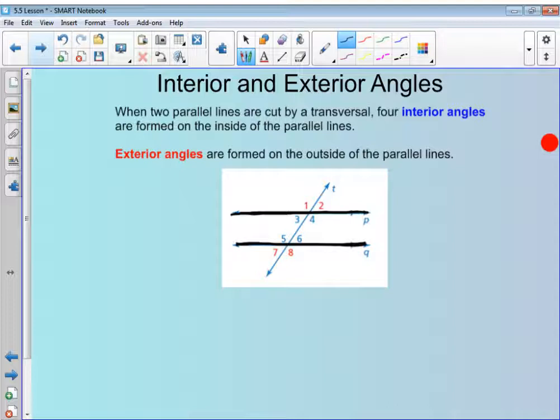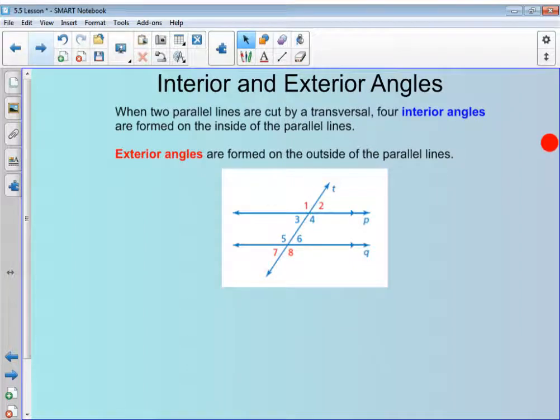Your exterior angles are going to be formed on the outside of your parallel lines. So here, the ones that are outside of our nice black line, like our house, if I were to create this into a box, the things that are outside would be 1, 2, 7, and 8. Okay, so our interior angles are inside of the parallel lines, and our exterior angles are outside of the parallel lines. So we're going to practice just a little bit with that. Once again, remembering interior is in, exterior is out.